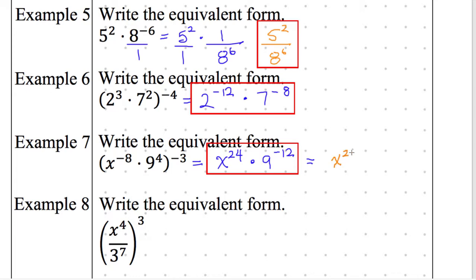Keep the x to the 24th. Yeah, times 1 over 9 to the positive 12. And then from there, Fernando? Okay. So it's x to the 24th over 9 to the 12th. Yep, there it is. There is another equivalent form, which you might have to encounter on Khan Academy.